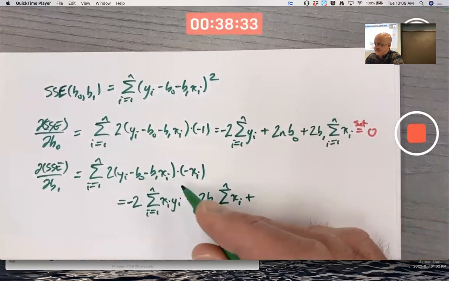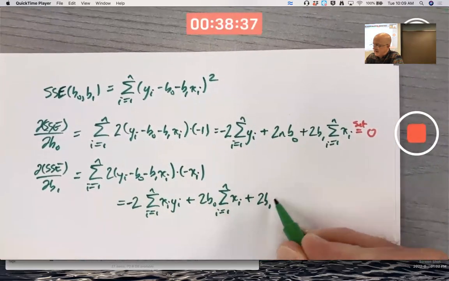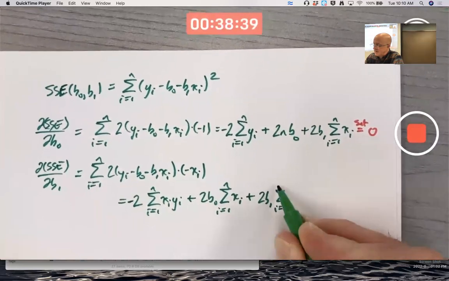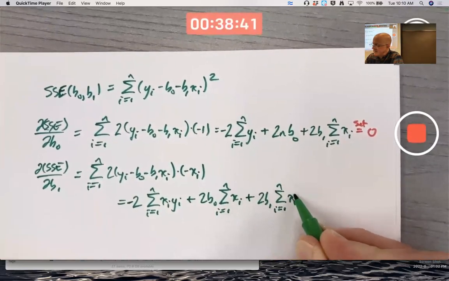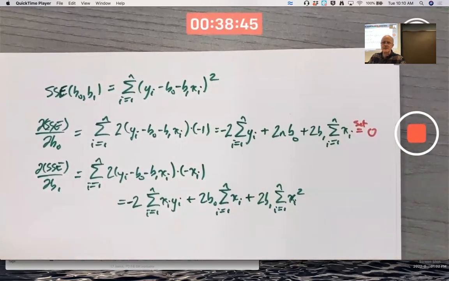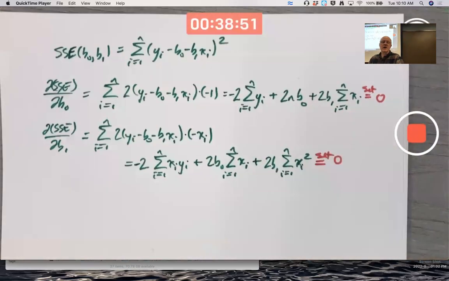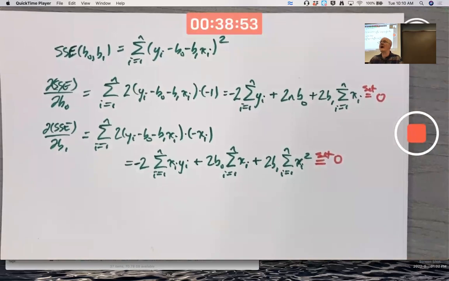And then the last one's going to involve the B1. Factor out 2B1, have a summation i goes from 1 to n of xi squared. So we'll set that equal to 0 as well. And remember what the goal is. The goal is to solve for B0 and B1. The x's and the y's are constants in this. Cancel all the 2's. You can divide both equations by 2.